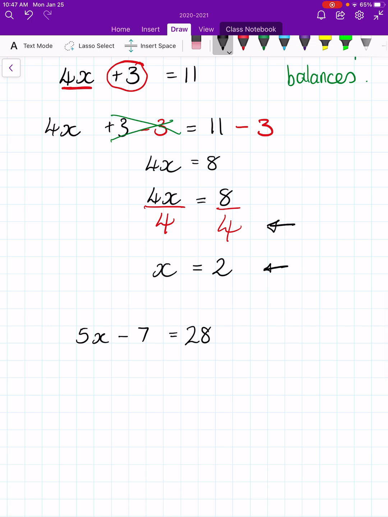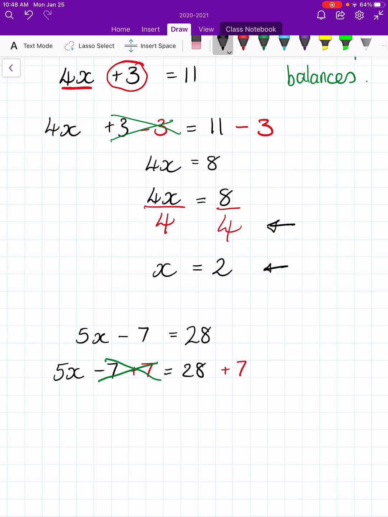So we've got our 5x minus 7 equals 28. So a number times 5, take away 7 equals 28. We want to undo that take away 7 first of all. The opposite of subtracting 7 is to add 7. So I start with this, but then I want to undo that take away 7, so I add 7. And then whatever I do to one side of the equation, I do to the other. So plus 7 and minus 7 equal 0, so that gets rid of that.